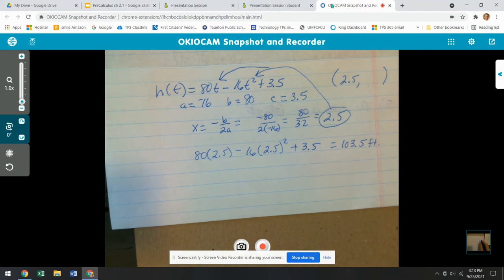I know my y value is in feet because they told us that in the problem. So 2.5 seconds after the batter hits the ball, it reaches a maximum height of 103.5 feet, and it starts to fall back towards Earth, and it'll get lower and lower. Okay, so that's one way that we could use it in a real life application. That's why the vertex can be handy.